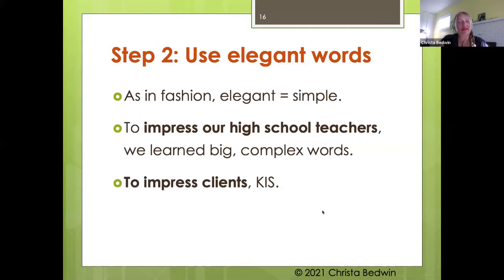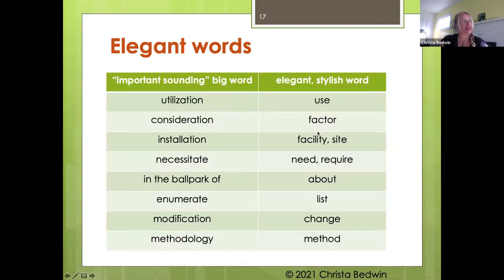So elegant words are better than more words. Here are some examples. I think utilization is the most common word of my entire career. In the university course I'm teaching now, the young writers are most likely to use utilize instead of use. I mark it every time because they don't need to make it bigger. So how do we easily change from installation to cite, or enumerate to list, or modification to modify, which is better? We have a method for this.